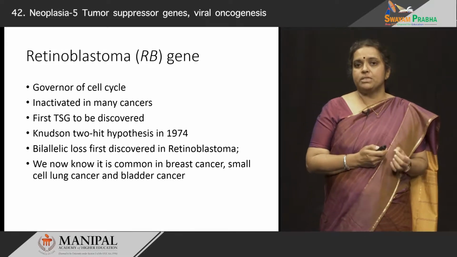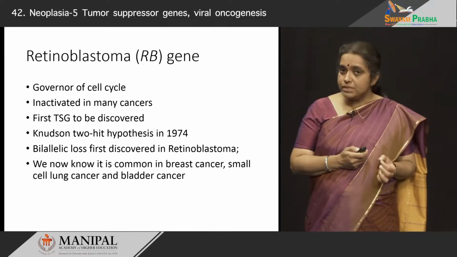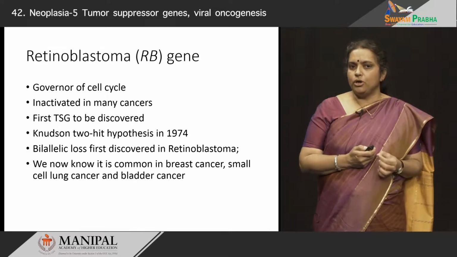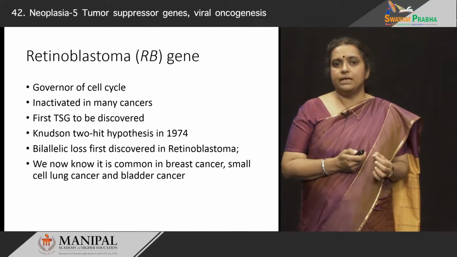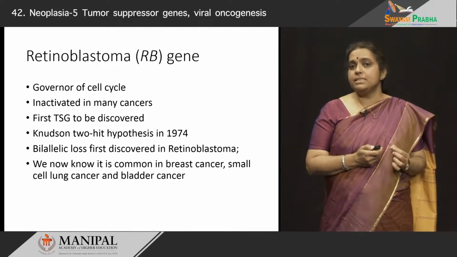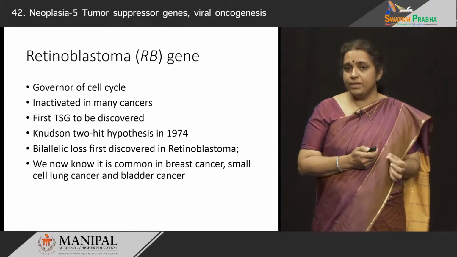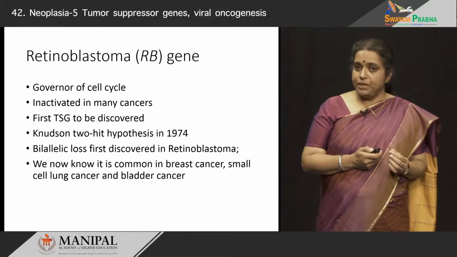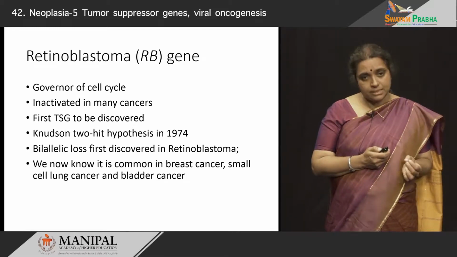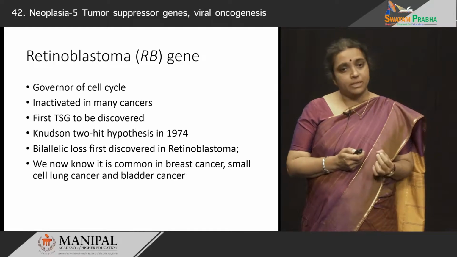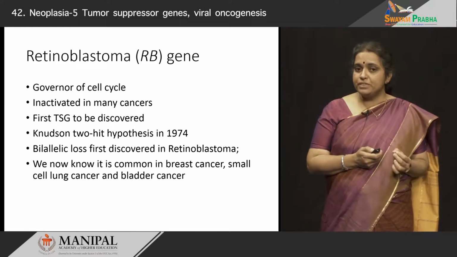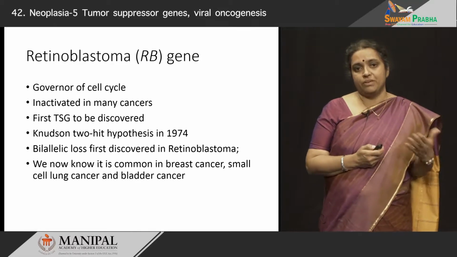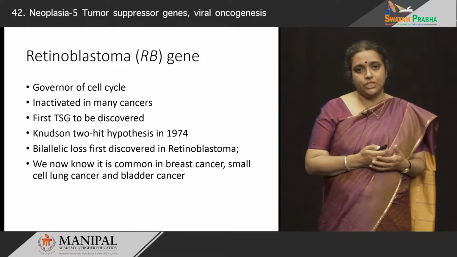Now, the retinoblastoma gene as a tumor suppressor gene was first identified in retinoblastoma patients. What does this gene normally do? It is also called the governor of the cell cycle. As the name indicates, it has a very important role in the cell cycle, and because it has such an important role, understandably it is inactivated in many cancers. This was the first tumor suppressor gene to be discovered. Subsequently, many more were discovered after the discovery of the retinoblastoma gene.